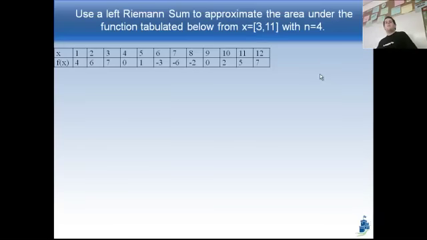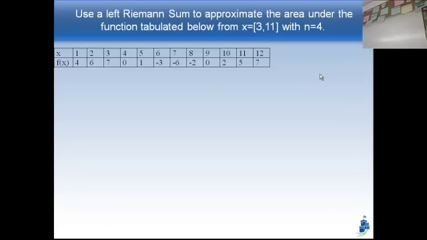Okay, let's use a left Riemann sum to approximate the area under the function tabulated below from 3 to 11 with n equals 4. So this is a little bit confusing. Tabulated means put in a table. This is tricky, right? And I did this on purpose.